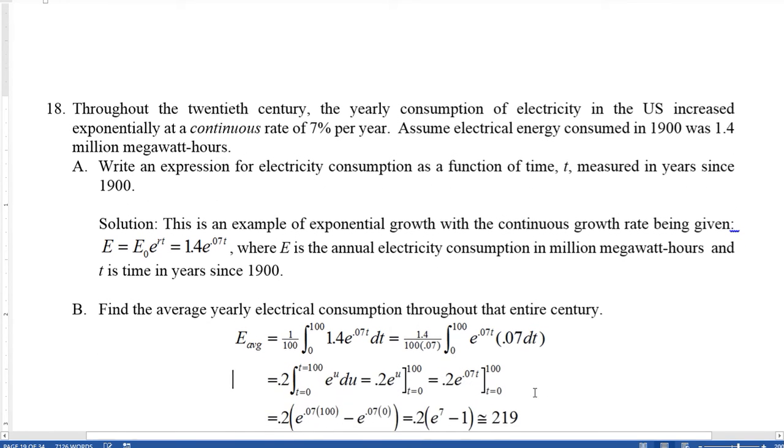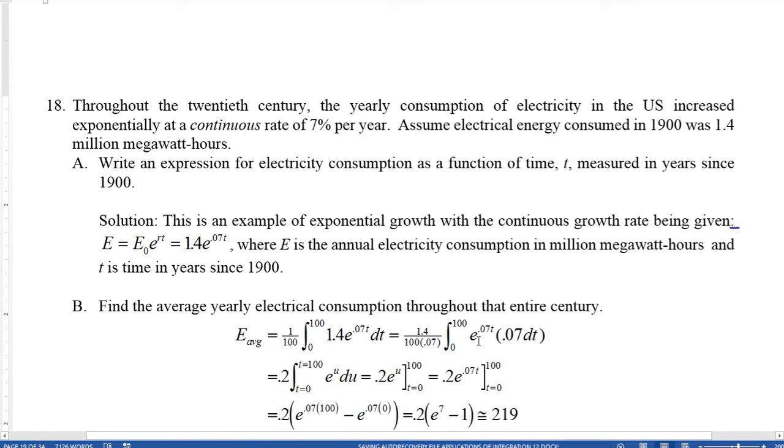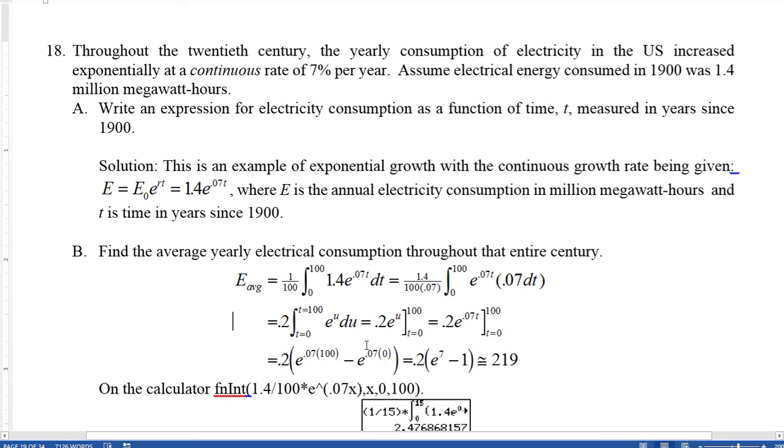To set this up, I'm going to let u be 0.07 t, and du is then 0.07 dt. So I need to balance that by dividing by 0.07. I put the 1.4 out front. Turns out if you take 1.4 divided by 0.07 and divide by 100, you get 0.2. And so we're integrating from t equals 0 to t equals 100 of e to the u du, so that's just 0.2 out front, and then e to the u, evaluated from t equals 0 to 100, and so we need to switch to t's, so u is again 0.07 t, and now we can substitute in 100 and 0. I can leave the 0.2 factored out front.